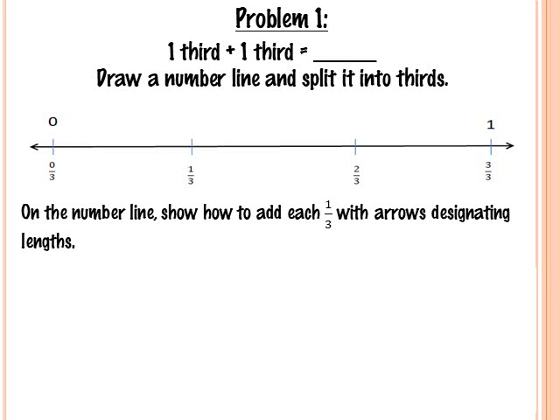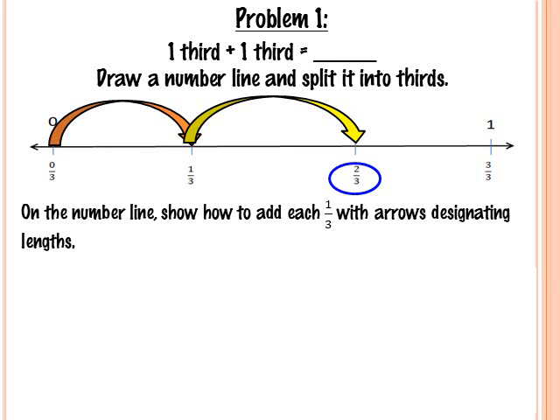The direction is, on the number line, show how to add each 1/3 with arrows designating lengths. So start at 0/3 and make one hop, because you're counting by ones, 1/3. And if you're doing 1/3, you're going to do another third. So start at that 1/3, and your second arrow is going to go to the 2/3. So that's you adding 1/3 plus 1/3, and your final answer is 2/3.